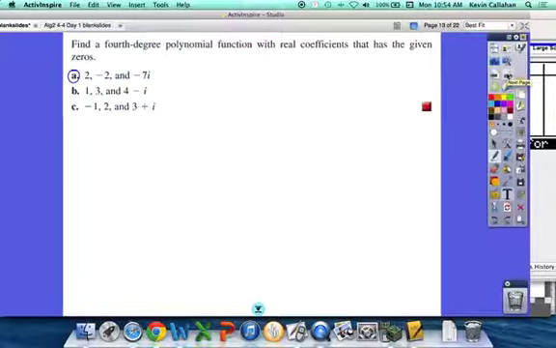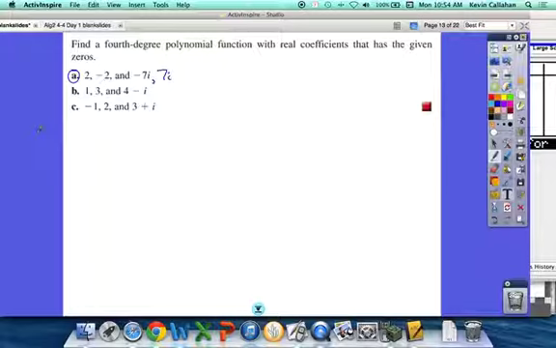It says find a 4th degree polynomial with real coefficients that has the given zeros. Okay, so looking at the first one, they've given us 3 zeros. So how is it that this thing is going to be 4th degree? Well, look, one of the zeros is -7i. If -7i is a 0, what's another 0? +7i. That's why it's going to be 4th degree, right? So we can add to the list 7i. Okay, so there's our 4 zeros.